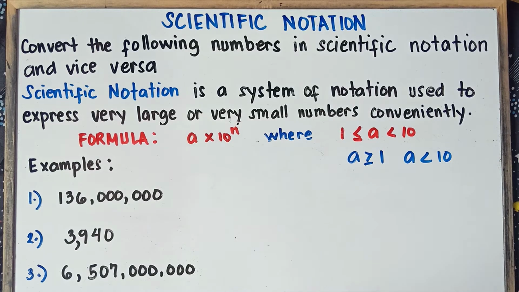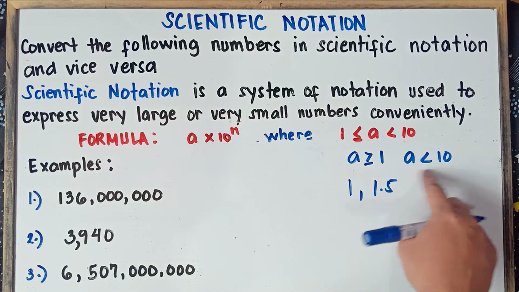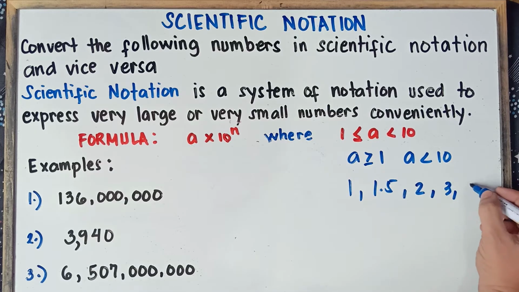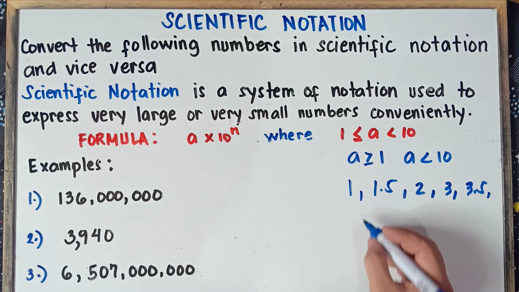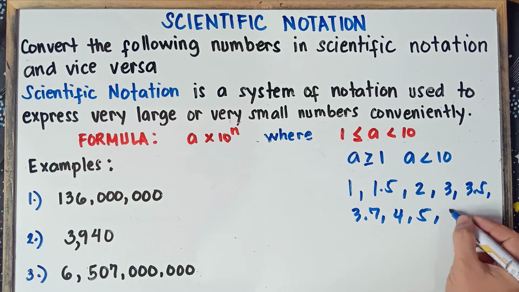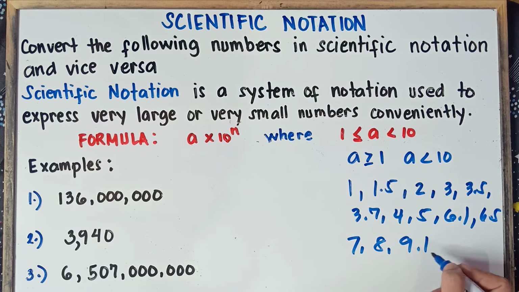Since a is greater than or equal to 1, we can have a as 1. A is 1, that's okay. 1.5 is greater than 1, that's okay. Once again, a is greater than or equal to 1 and less than 10. So we can have 2, 3, 3.5, 3.7, that's okay. 4, 5, 6, 6.1, 6.5, that's okay. 7, 8, 9.1, that's okay, up to 9.9.